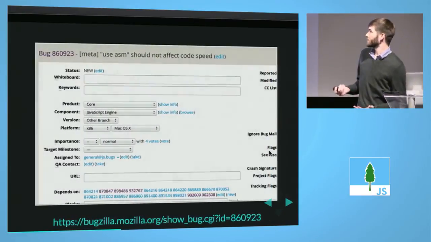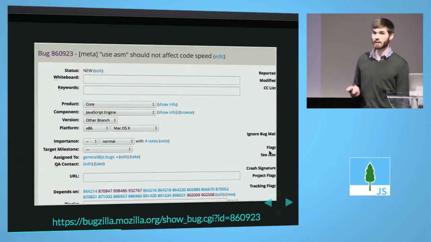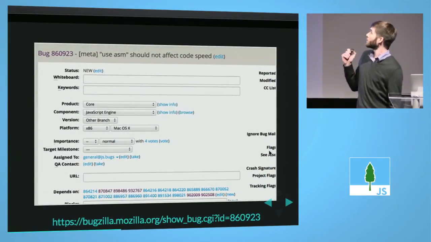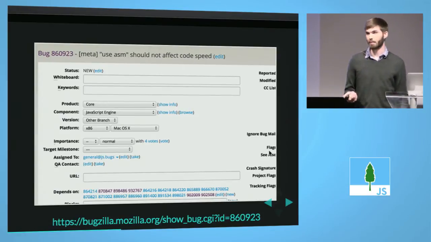And really, everybody should do this anyway. Mozilla is doing this as well. There's a bug that says the "use asm" directive shouldn't really affect the code at runtime.